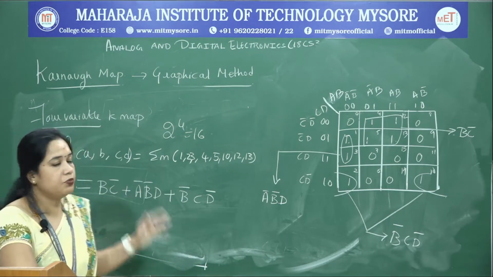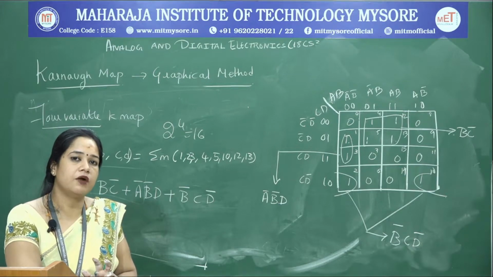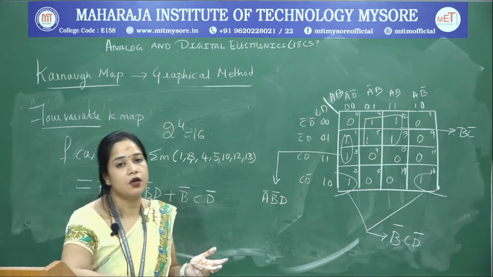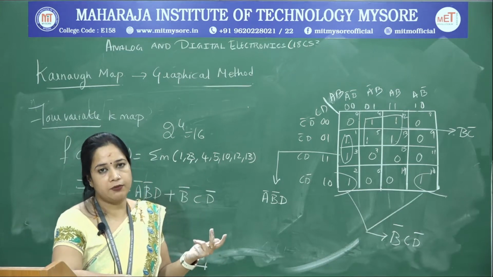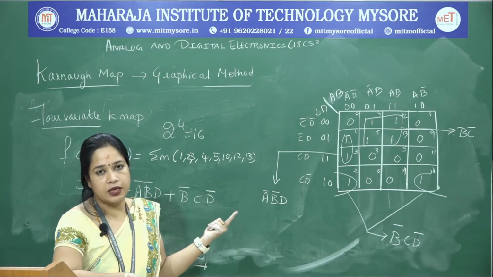So, with this we will come to the end of this session. In today's session we have discussed how to simplify a given expression using K-map. We considered 2 variable K-map, 3 variable K-map and also 4 variable K-map.